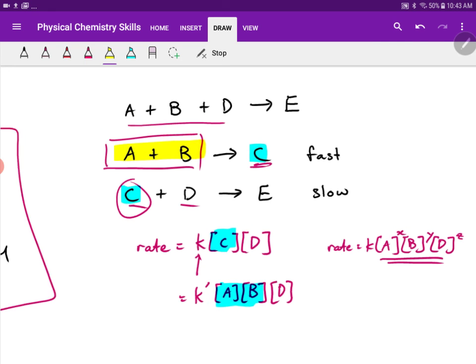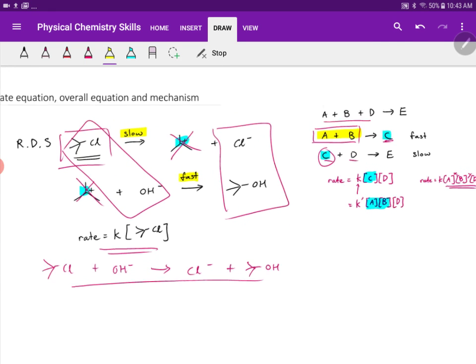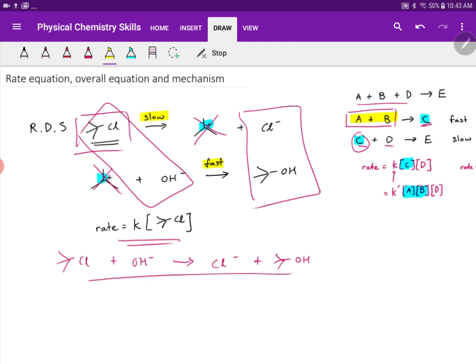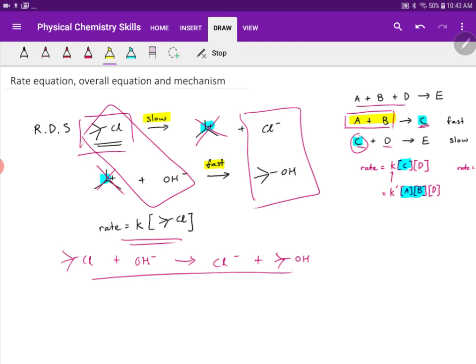I hope this is able to help you explain the difference between the rate equation and the overall equation, and also allow you to write out the rate equation using the mechanism, regardless of whether you're given the slow step as the first, second, third, or any other step in the reaction.